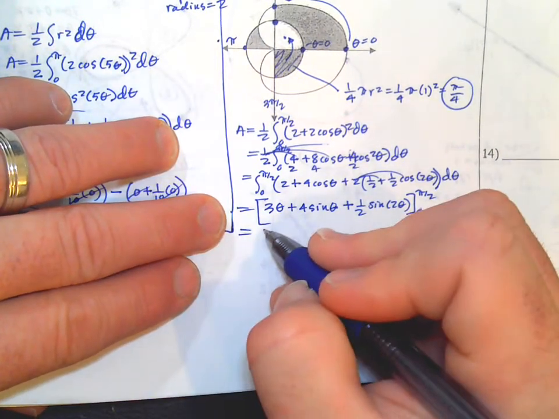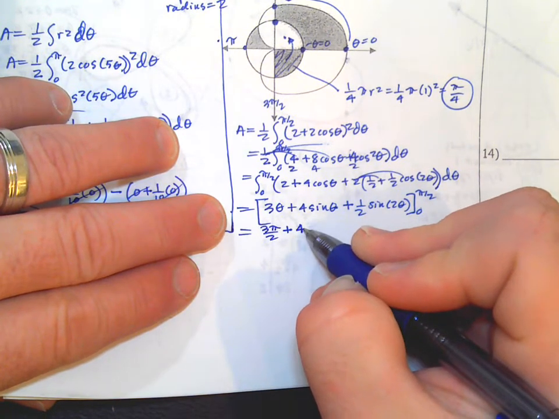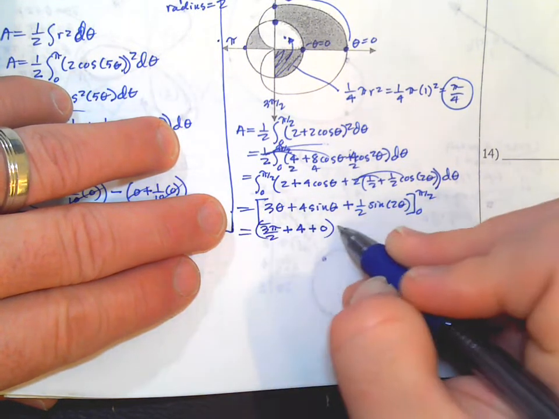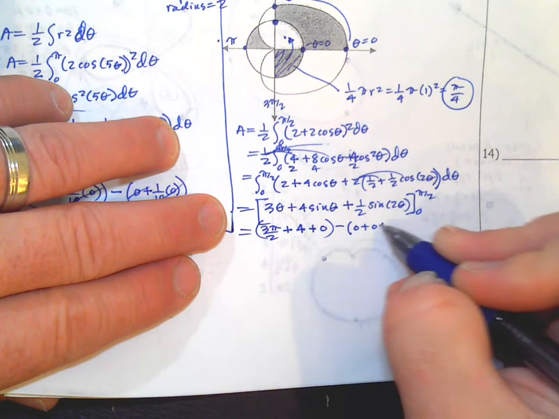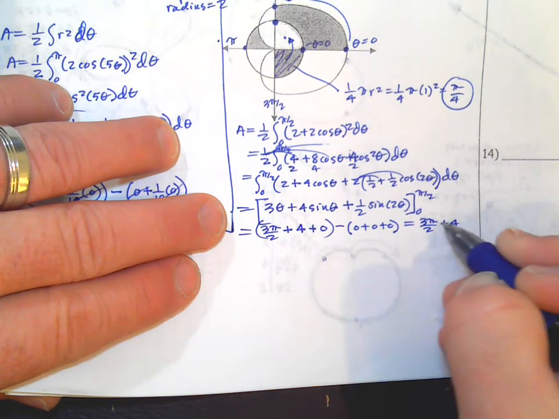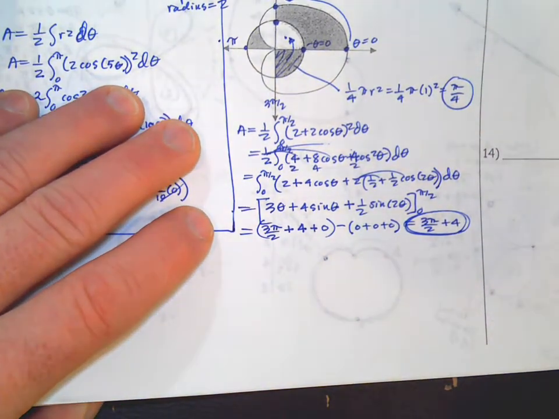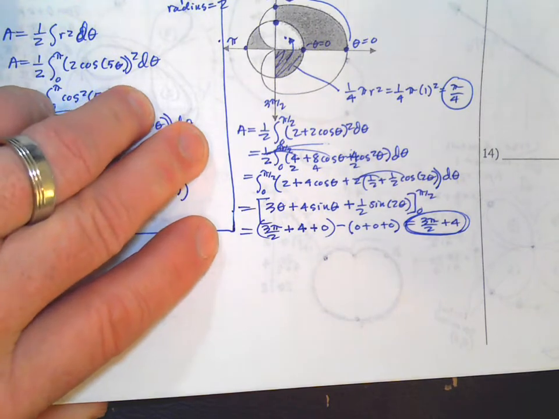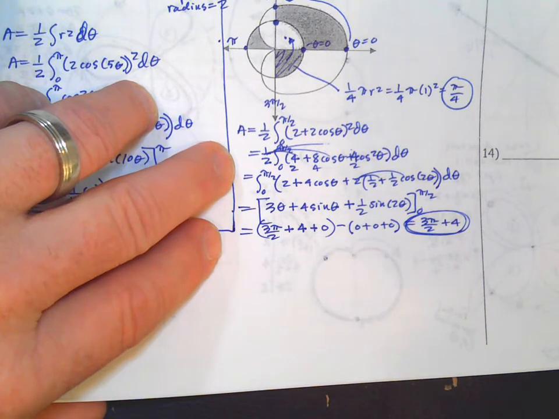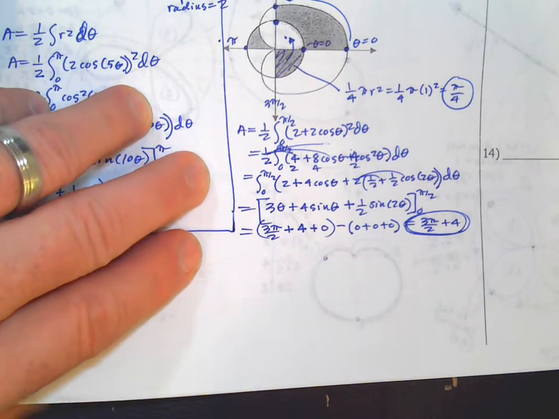And so we're going to get 3 pi over 2 plus 4 times 4. Sine of pi is 0. Plug in 0 and you get 0, 0, 0. So we get 3 pi over 2 plus 4. Now, that's both of these regions together. Make sure we did that right. Okay, yeah.